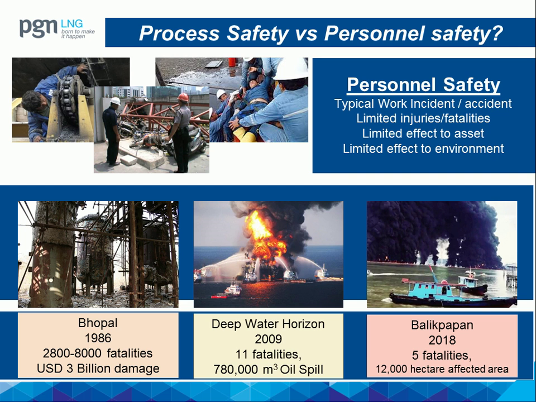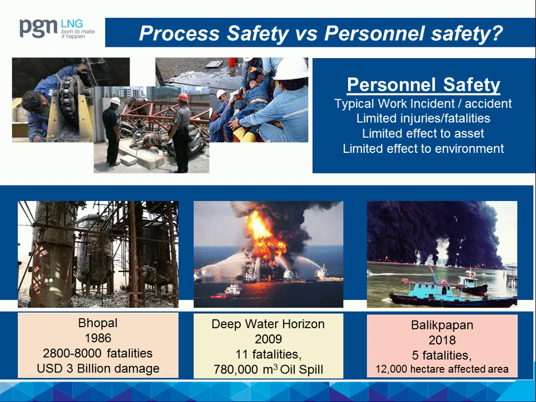First one is Bhopal, 1986. What happened was there was a toxic gas leakage called methyl isocyanate. It happened at Union Carbide, India, and it caused approximately, because there was no real death count on that one, between 2,800 and 8,000 fatalities. The cost to assess it was 3 billion US dollars in damage.